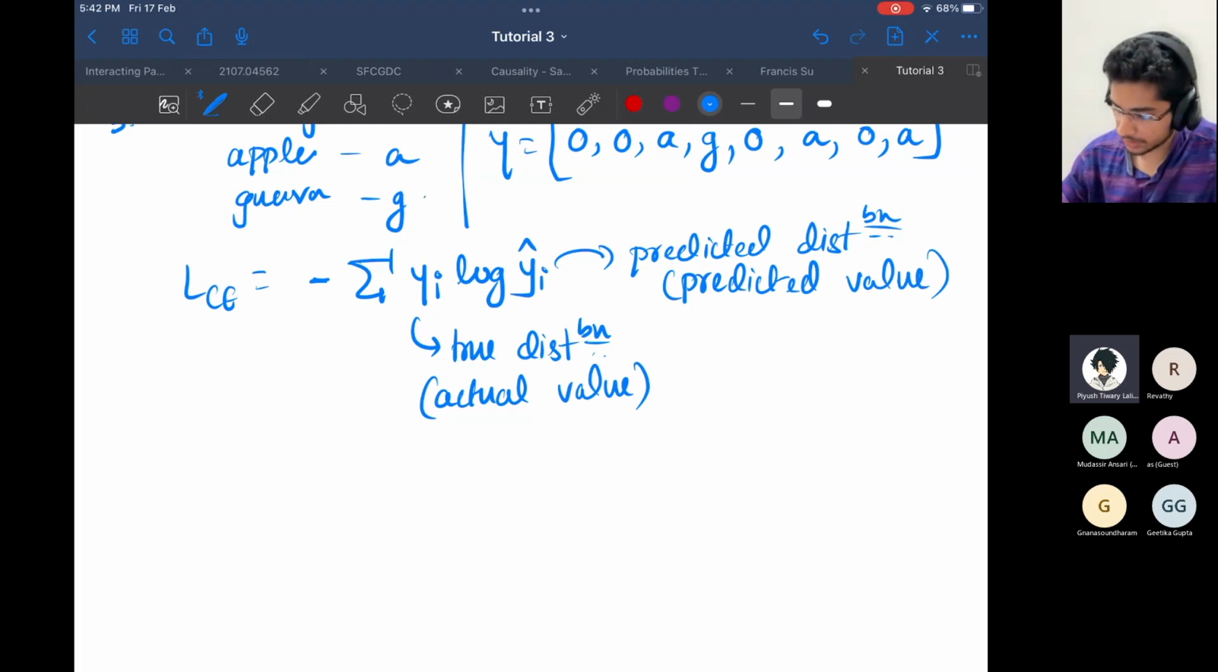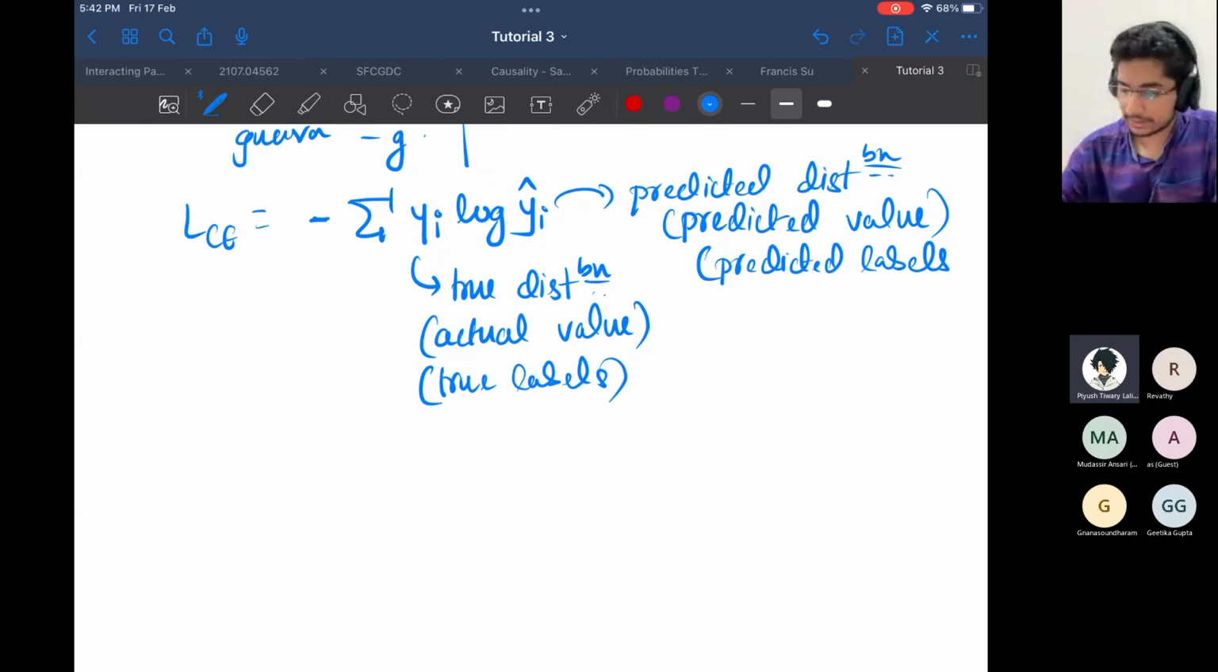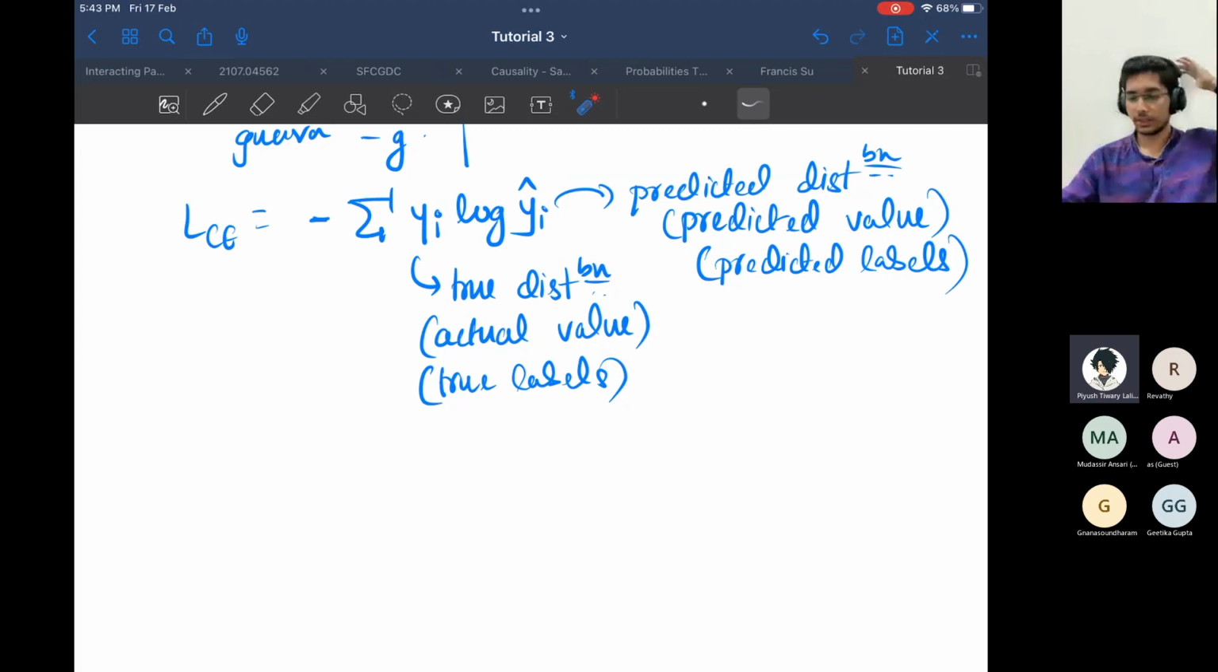So yeah, you are correct. This is also called as true labels, and predicted labels. There are different names to these things, but you should know what the essence is. The essence is that here you have the true values, whatever you call it: true distribution, actual value. And here you have the predicted values, predicted distribution or predicted labels, whatever you call it.